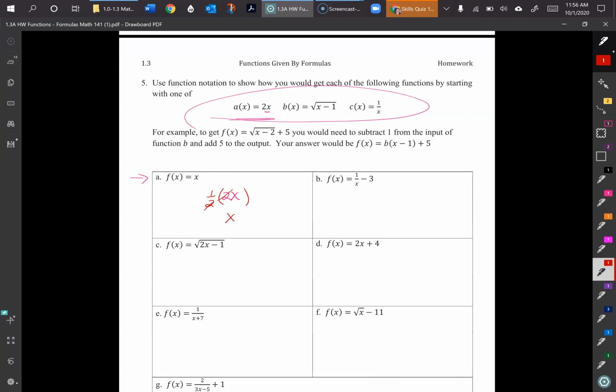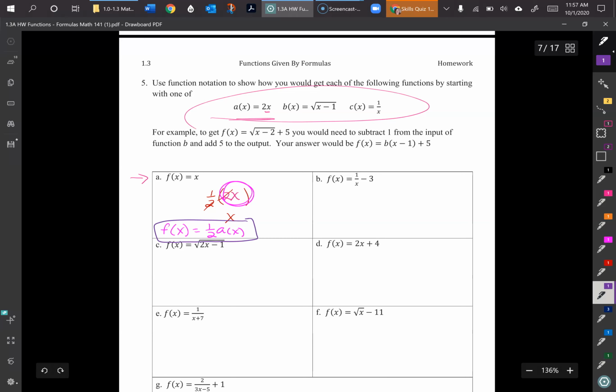So really what I am doing here is writing f of x equals half a of x. I'm just taking this expression and using the function notation on it. Okay, so that would be the answer for that one.